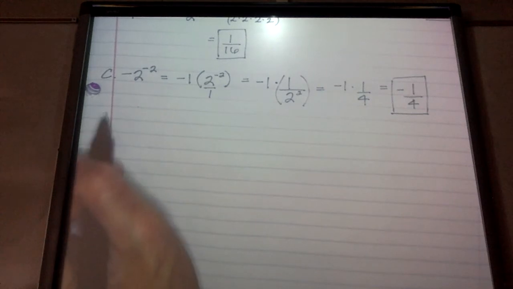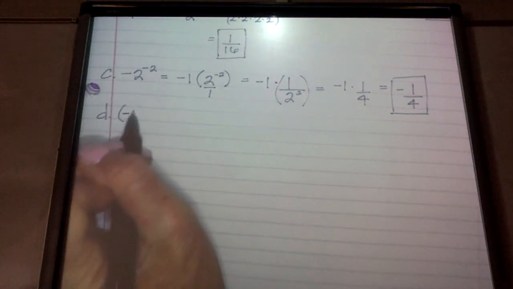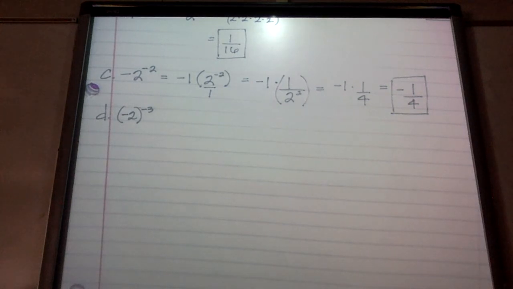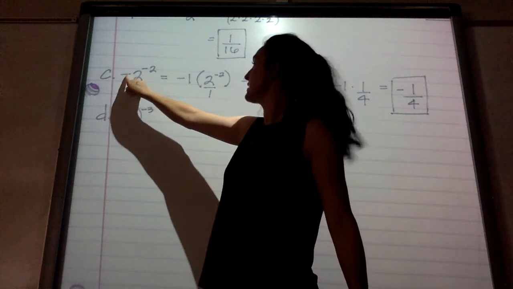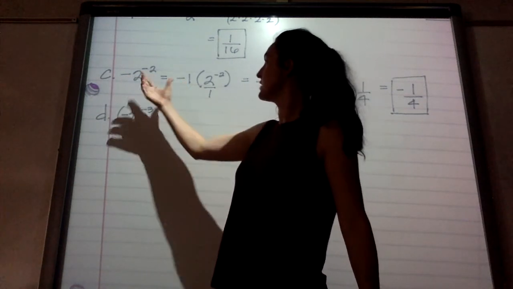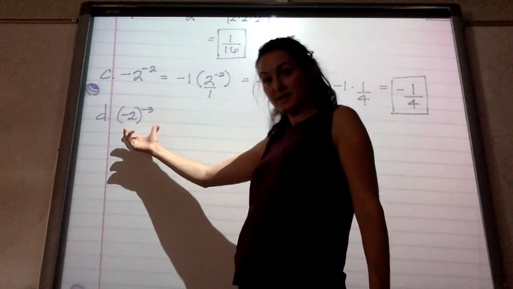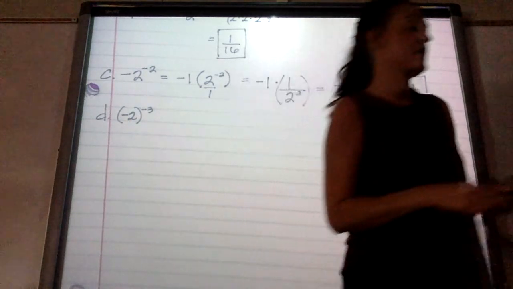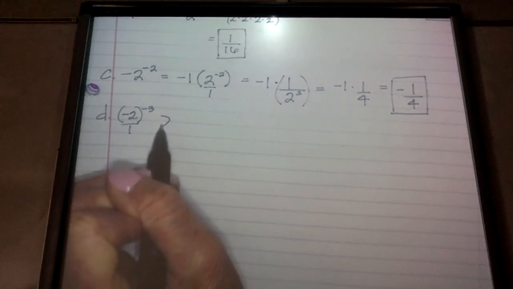All right, part D. In the book, I want to write it how they wrote it. Notice they put the negative 2 in parentheses, negative 3. So that is how I know the difference. In part C, the negative was not in the parentheses. So that negative is actually -1, and then you'd put parentheses around this part. This one has the parentheses there, so they're telling you the negative belongs to the 2. So again, we're going to add a 1 underneath, and we're going to flip it over.